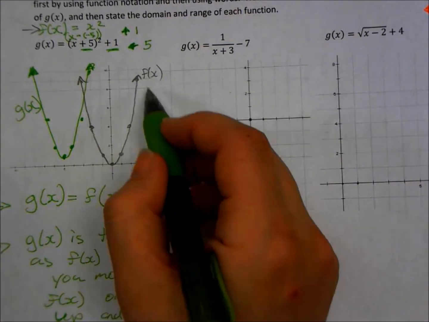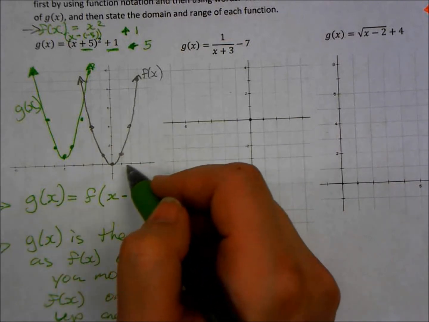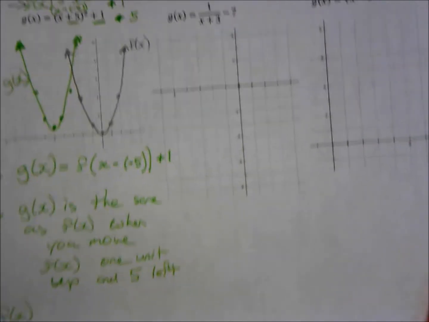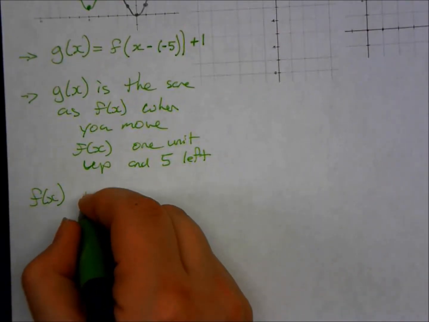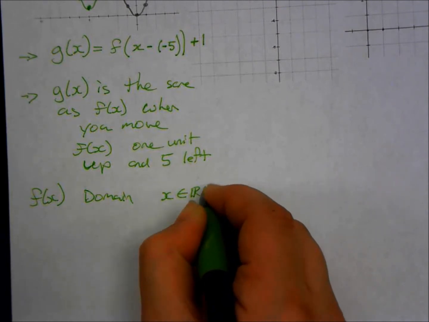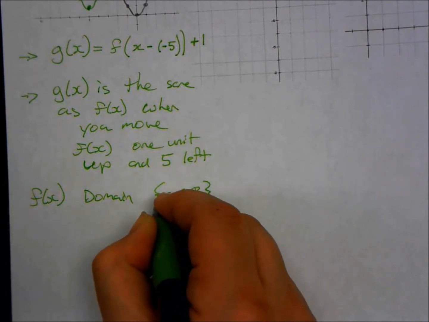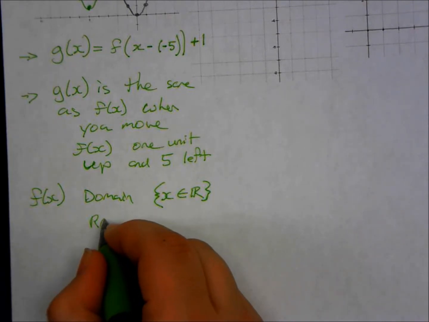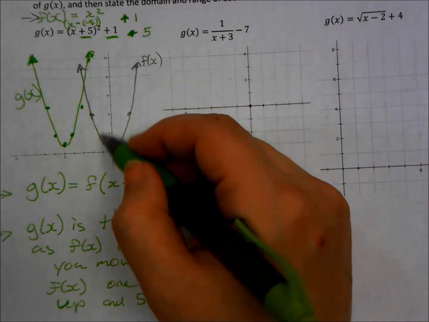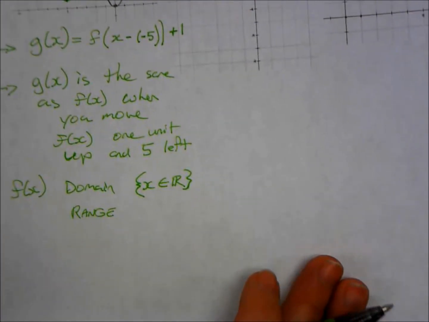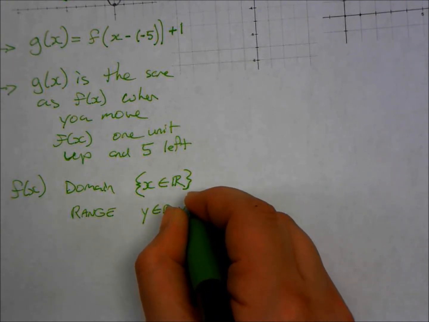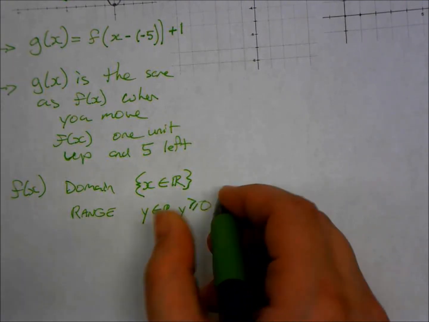F of x, our original parabola. What's the domain? What are the possible x values? Will they go on forever? Domain: x is a member of real. For our range, well, all the y values have to be greater than 0. Y is a member of real, y has to be greater than or equal to 0.